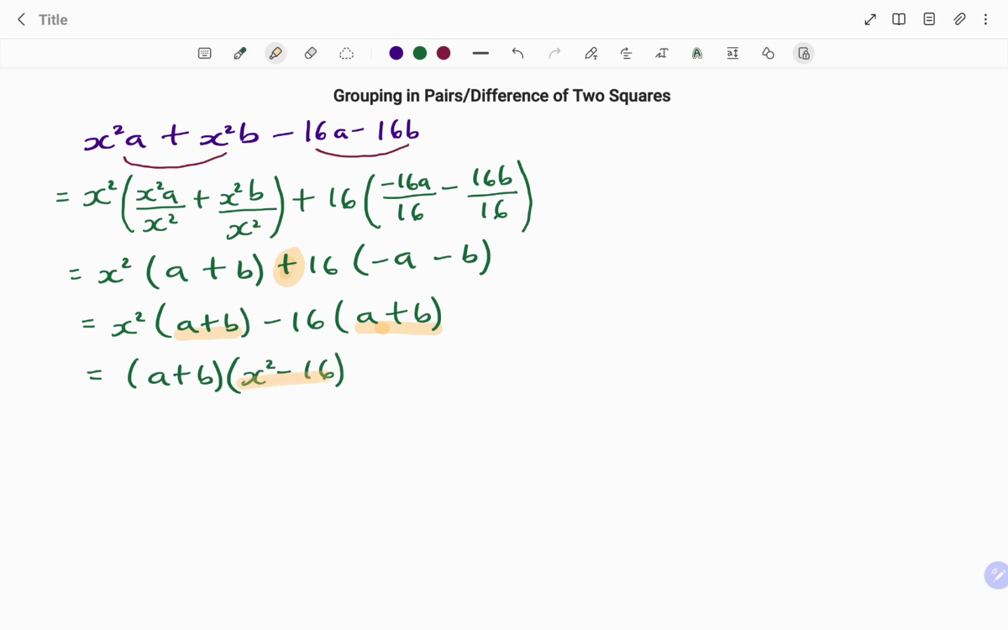X squared minus 16, that's difference of 2 squared. So if I rewrite that, that will give me A plus B, x squared minus 4 squared. And therefore, applying the DOT, I have my final answer, A plus B, x plus 4, x minus 4.